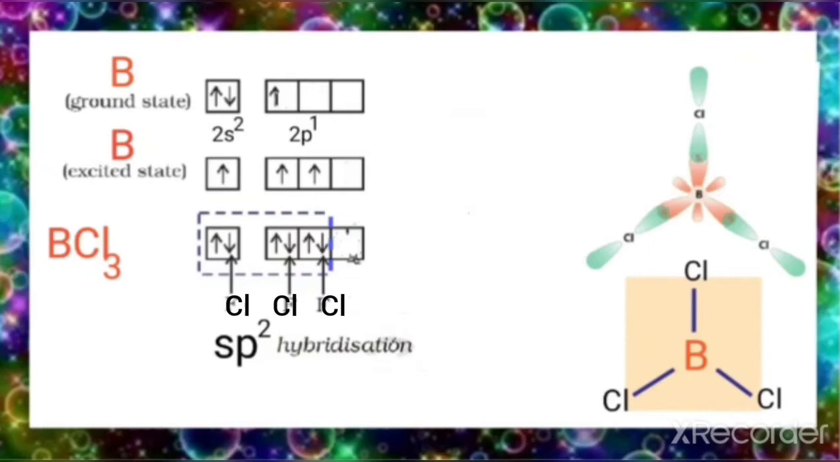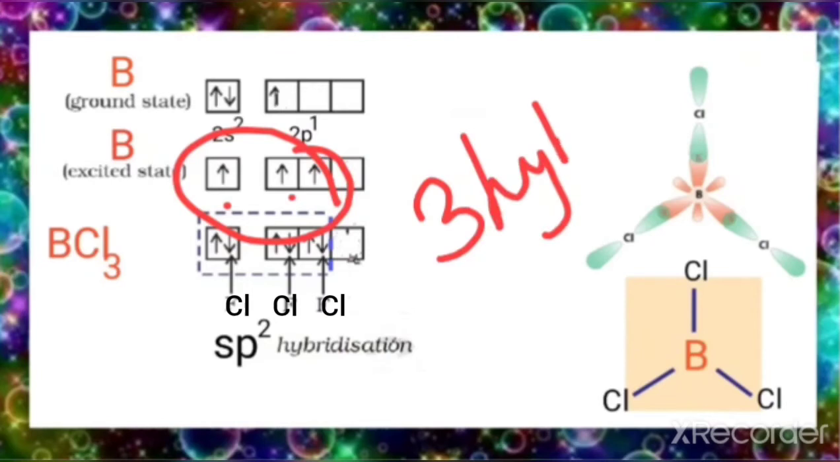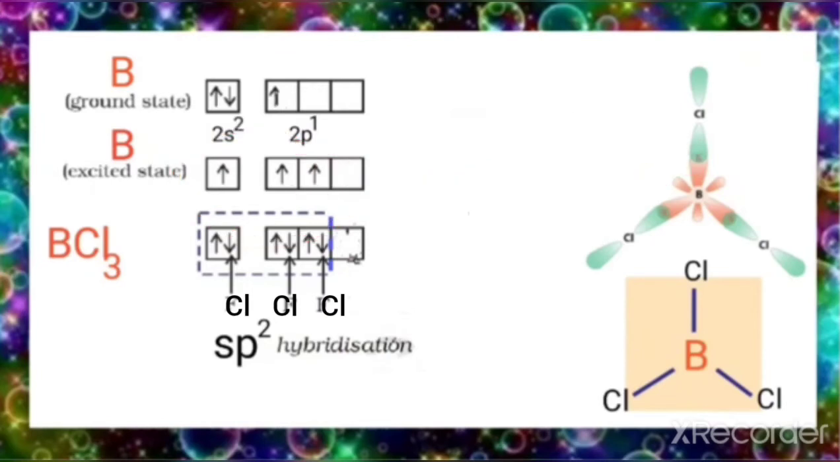Now here 3 orbitals are combining, that is here 1, 2, 3. 3 orbitals are combining, so 3 hybrid orbitals are formed, that is shown here. So these hybrid orbitals, that is sp2, sp2, sp2, 3 sp2 hybrid orbitals are formed. They overlap with the p orbital of 3 chlorine atoms, and this type of overlapping is actually head to head overlapping. Look at the overlapping here.